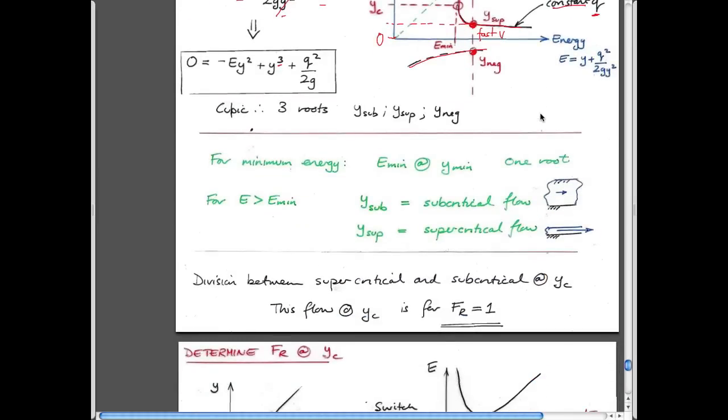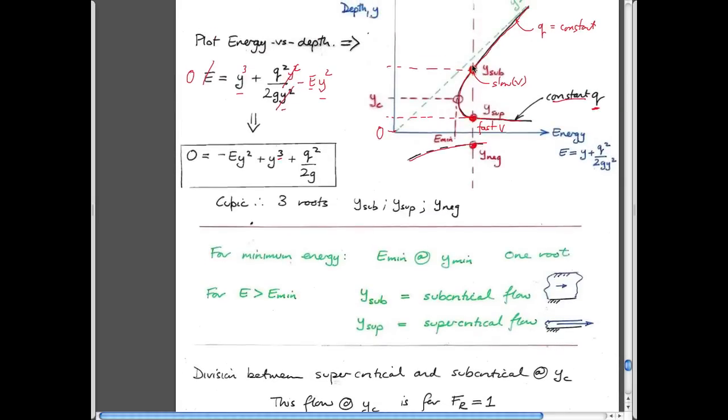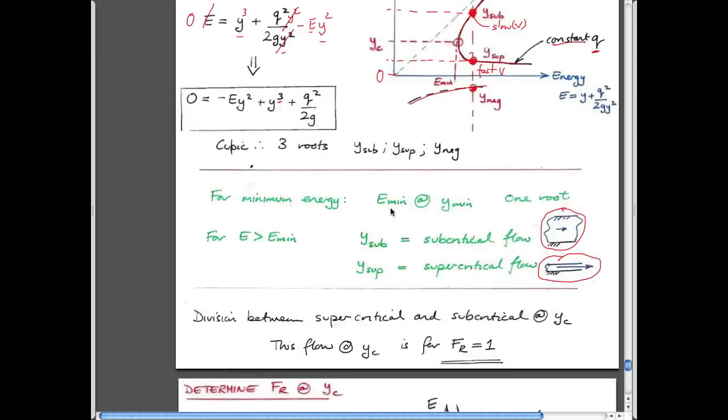So I think this figure is exactly saying what we've just said. This is the subcritical part, a very deep flow, but quite slow. This is the supercritical part, a very shallow but fast flow. And the nose on this is the so-called critical depth at a minimum energy. This is the minimum energy in it.